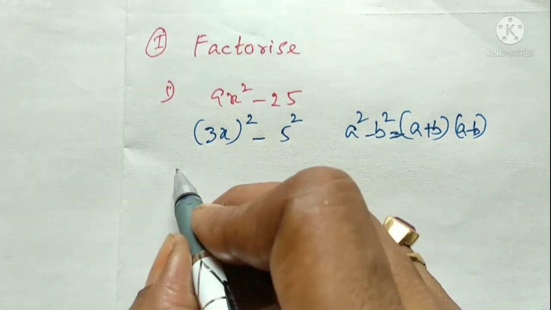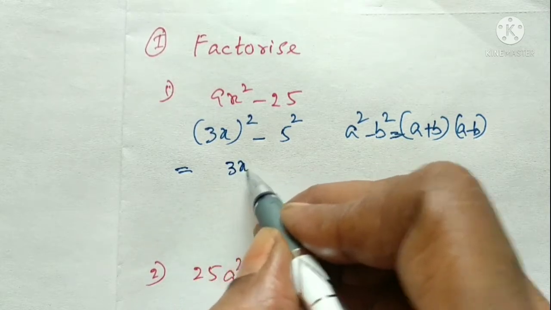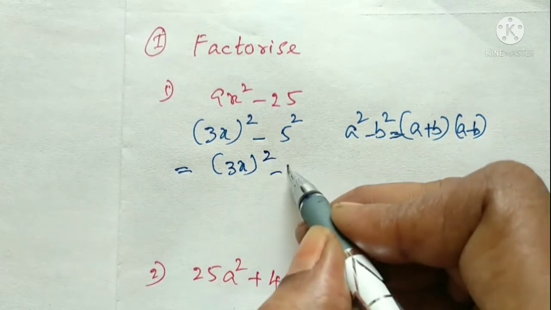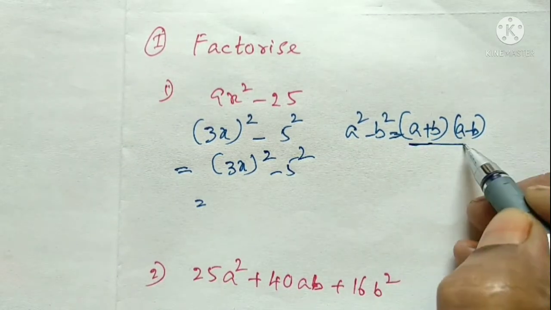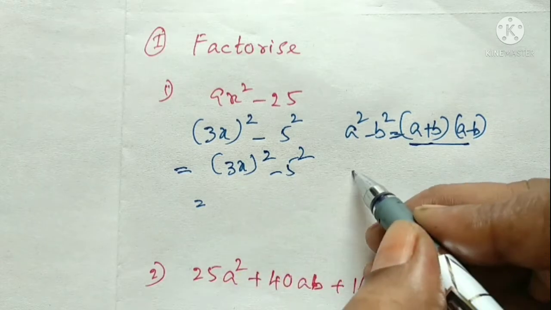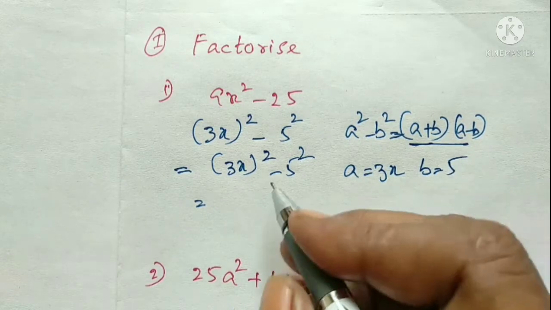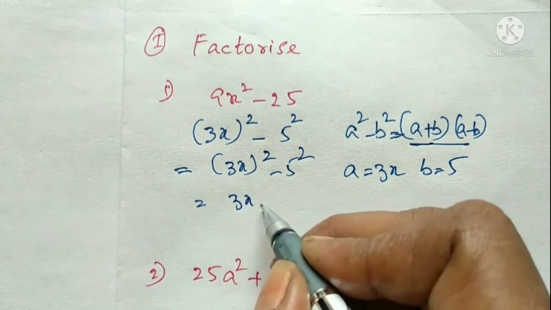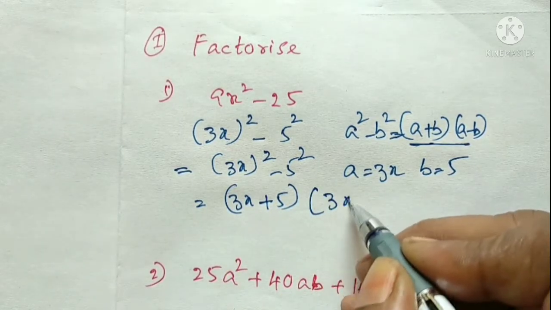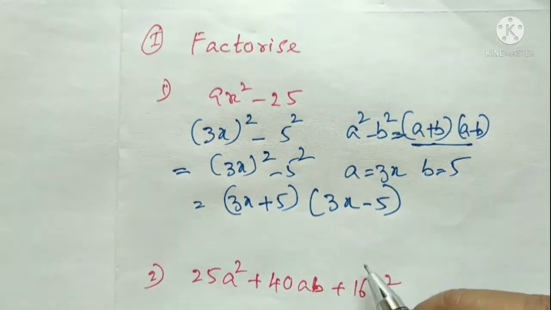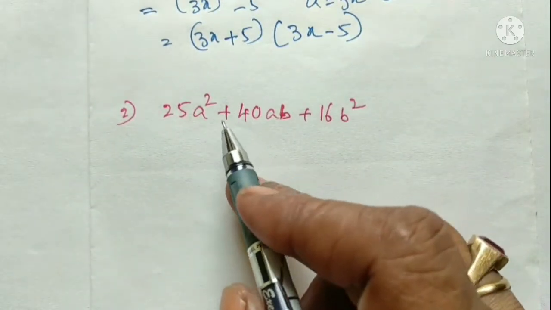So this can be written as (3x) square minus 5 square, that is equal to, this we are applying, where a is equal to 3x and b is equal to 5. So it can be written as (3x + 5) multiplied by (3x - 5). Now let us consider another example.